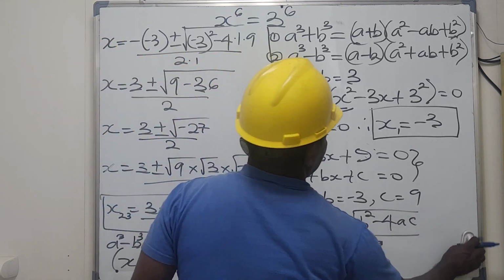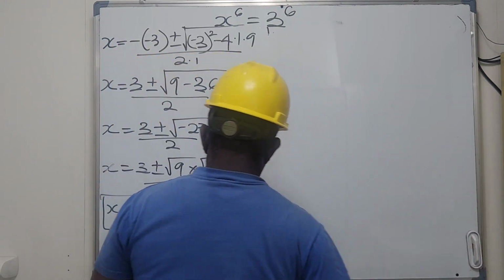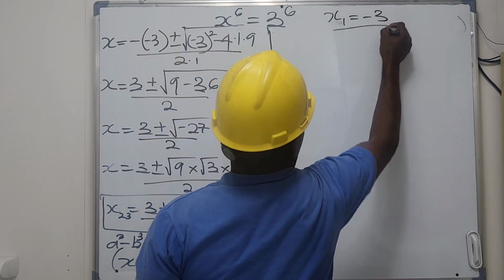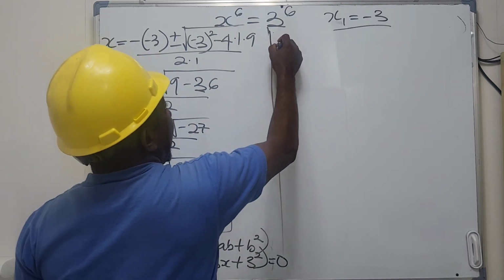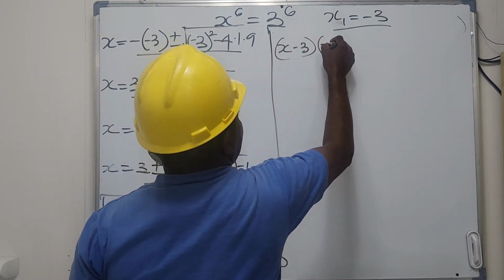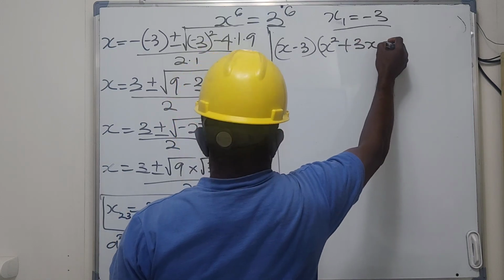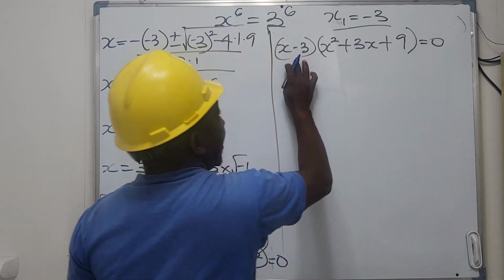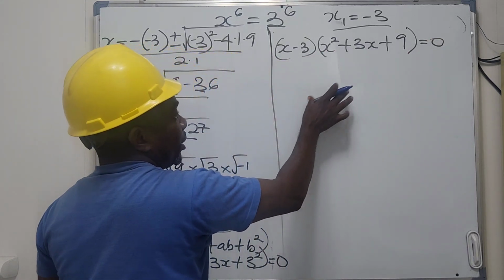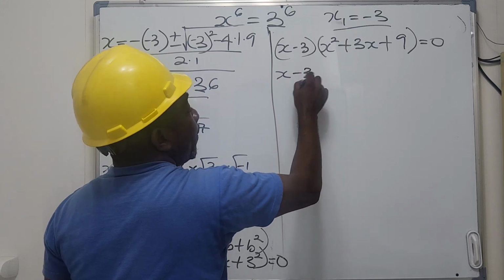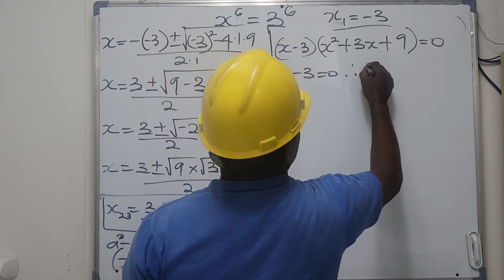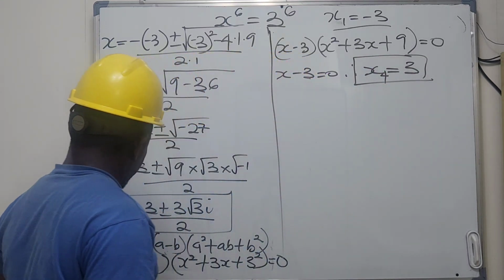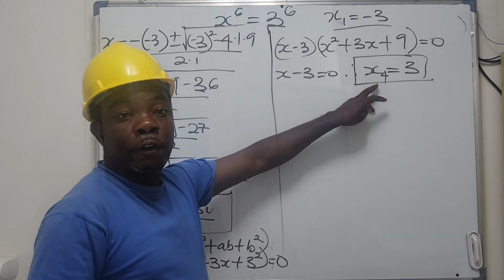So we are going to express the solution of this equation, recalling that our x1 equals minus 3. So here it becomes x minus 3 into x to the power of 2 plus 3x plus 3 to the power of 2, which is 9, all equals 0. It is either the first parenthesis equals 0 or the second parenthesis equals 0. So the first parenthesis, x minus 3 equals 0. Therefore, the value of x will become 3. So this is the fourth value of x because we have x3 here. So x4 equals 3.